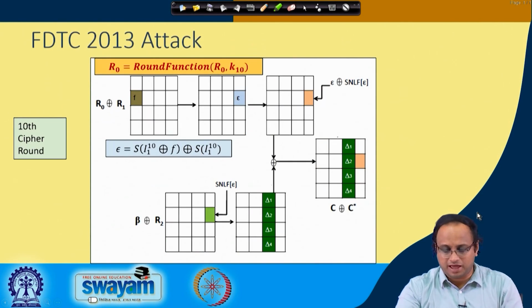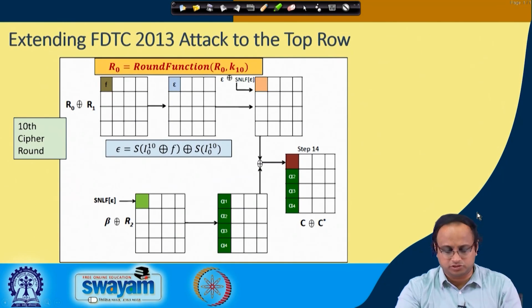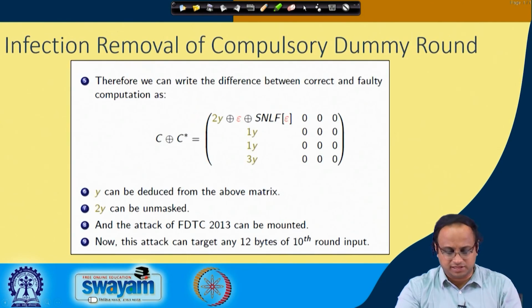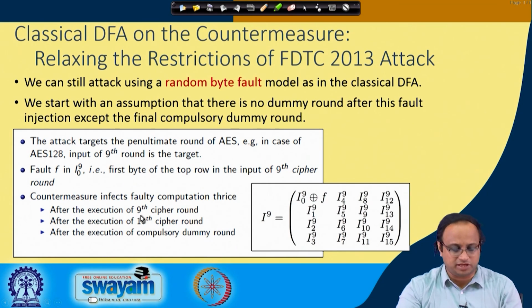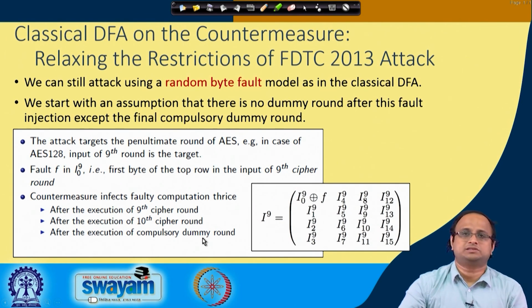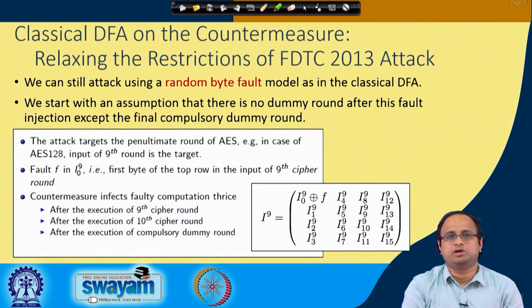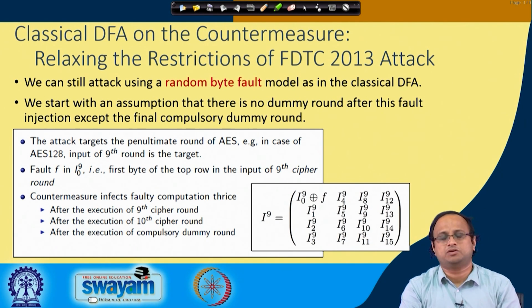And therefore we will have the fault at these 3 positions or 3 instances, which is after the execution of the 9th round cipher, after the execution of the 10th round cipher, and also after the execution of the compulsory dummy round. So next class, we will see how we can use this setup to perform an end-to-end attack on this particular countermeasure and show that it can be completely broken. So thanks for your attention.